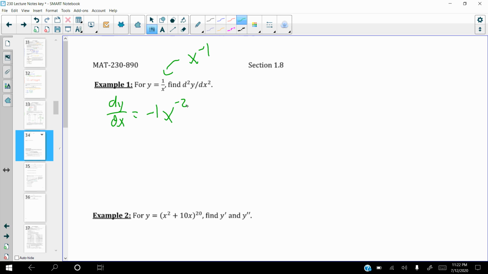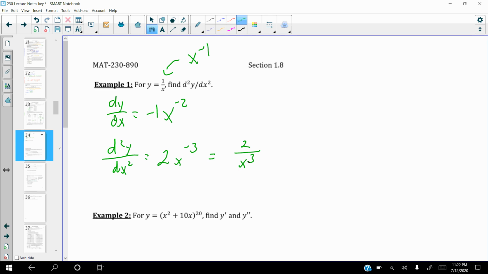All right, now if I want to take the second derivative, I am taking the derivative of the derivative. So that's going to be d squared y over dx squared, which is just the derivative of the step above. I'll bring the negative 2 out to the front and multiply it. We get positive 2. And then we reduce the power by 1, and we get negative 3. So that's the second derivative. And if we wanted to rewrite that, that would be the same thing as 2 over x cubed. Okay, exactly the same thing.